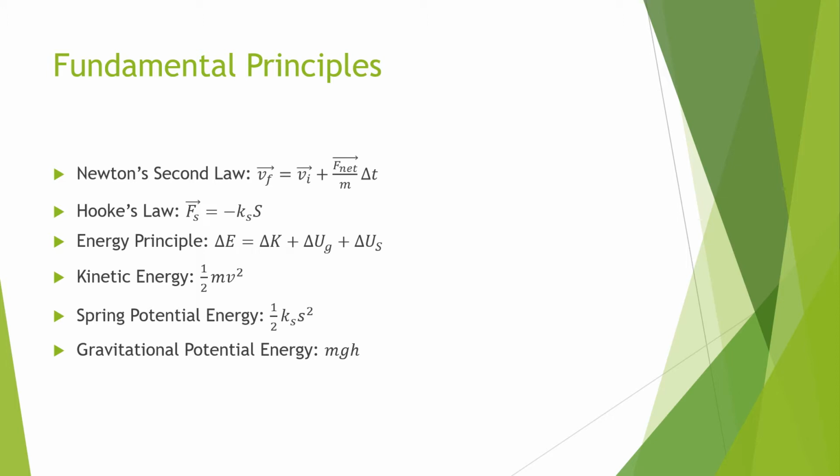The third principle was the energy principle, or the change in energy equals the change in kinetic energy plus the change in potential energy from gravity plus the change in potential energy from the spring. The next principle is that the kinetic energy is 1/2 mv squared. Spring potential energy is 1/2 ks s squared. And the gravitational potential energy is mgh.